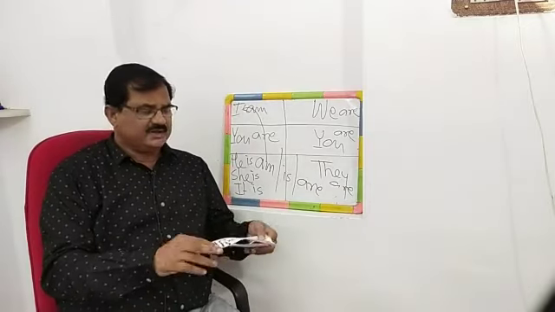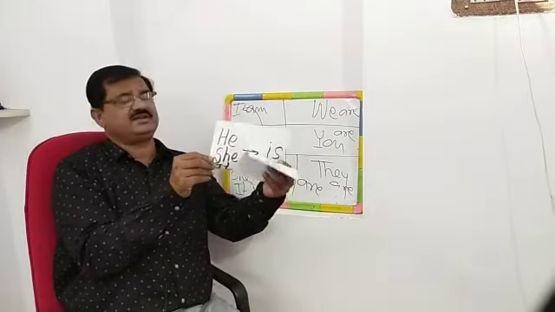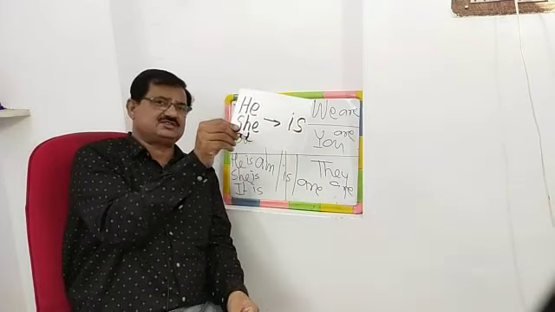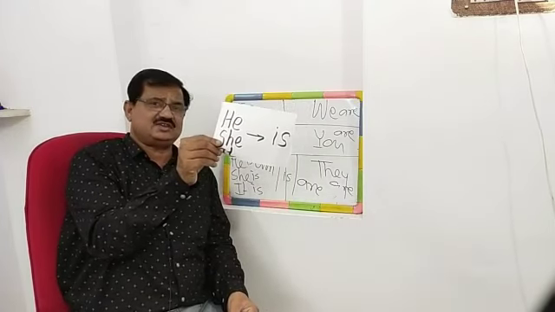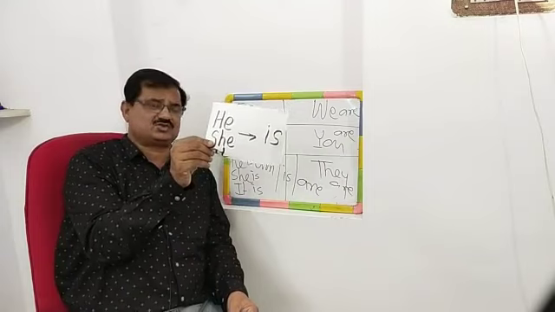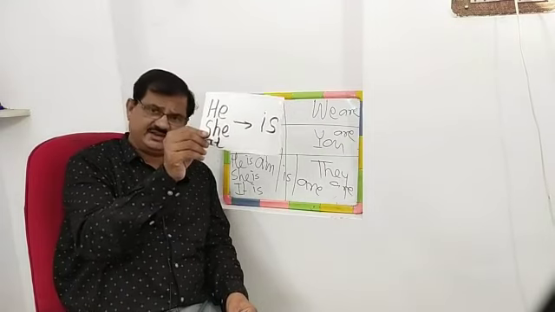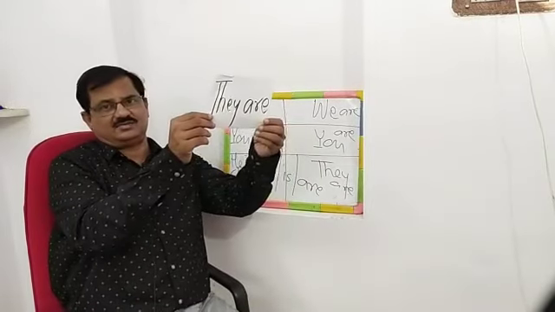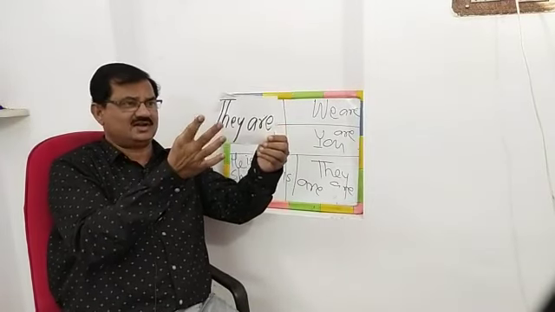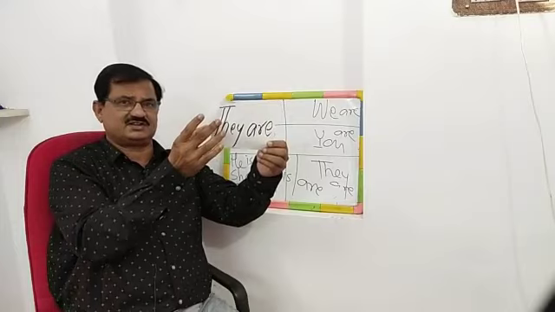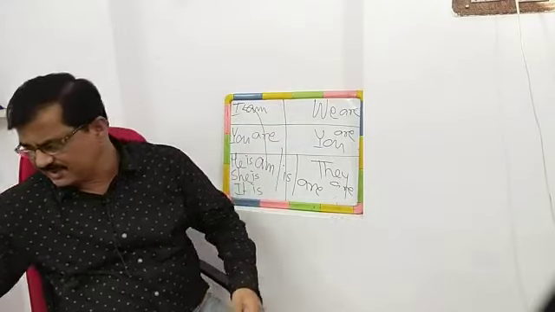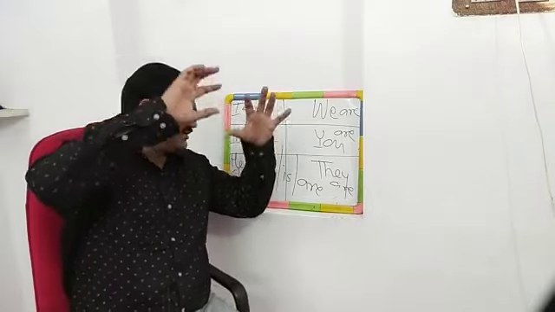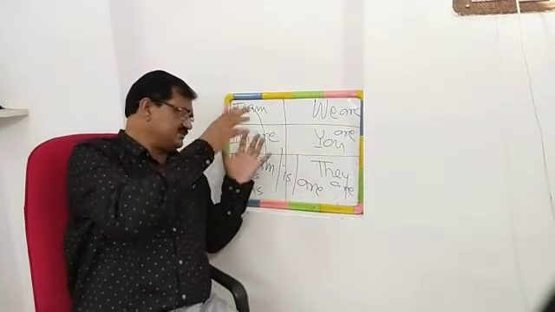Then he, she, it is. Third person singular number. Is always used. Is has to be used along with he, she, it. And they are. Are is always used along with they. They is third person plural number pronoun. Okay. So in this way you must have understood all these things very well.